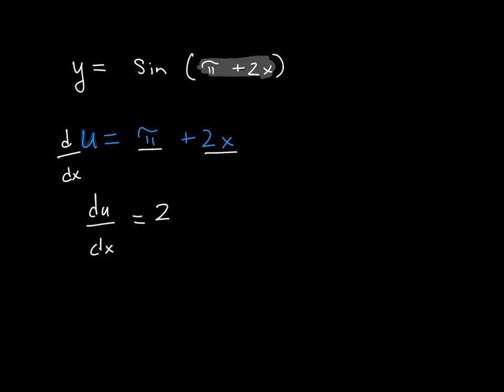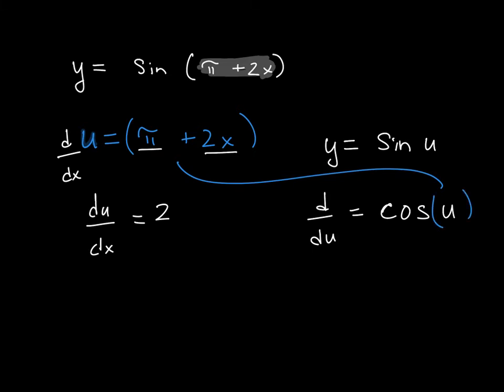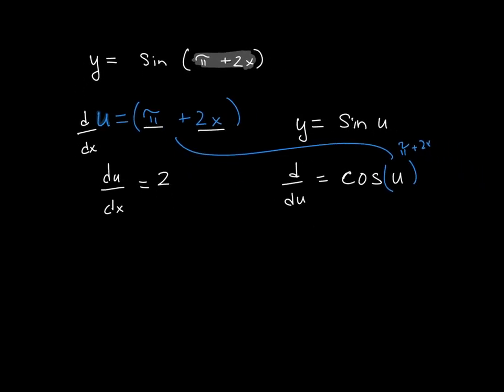Now, let's look at the base function. y is equal to the sine of u. Well, dy du is equal to just the cosine of u. But remember what u is. Again, u is my entire inside function, so that is my pi plus 2x. Now, putting it all together, what does this look like? It is y is equal to the sine of pi plus 2x.